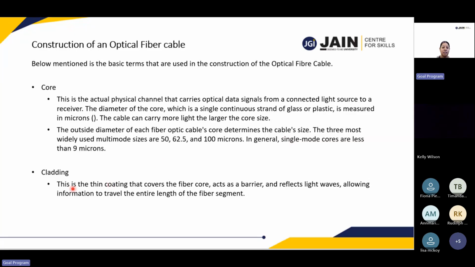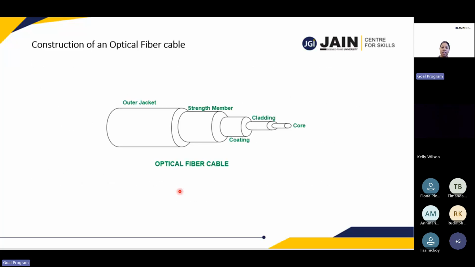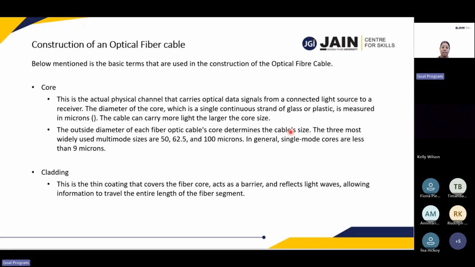Cladding. This is a thin coating that covers the fiber core, acts as a barrier and reflects light waves, allowing the information to travel the entire length of the fiber segment. So this cladding is nothing but here we have the core, where actual data transmission is going on. And this is the cladding which is covering this core. And this cladding is a thin coating which covers the cable.